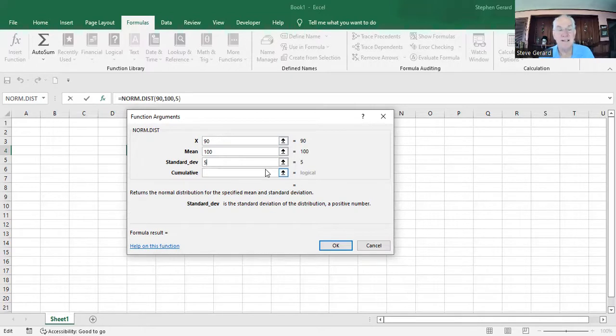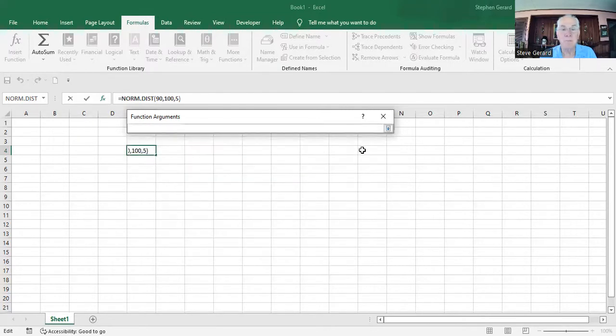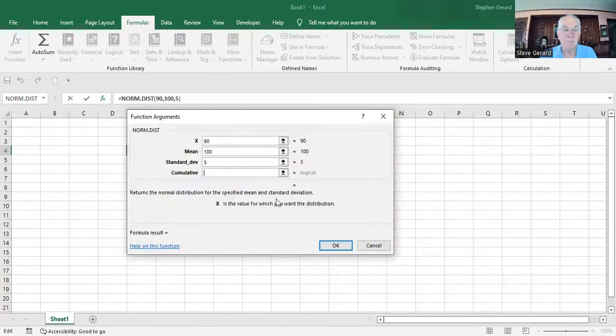What's the score of getting exactly 90? Well, when I use the word exactly, we're talking point probability, the probability to get that exact point. Whoops, I don't want that one. So I want false. What that tells me is the probability of getting exactly 90 is about 1%. Not very likely.